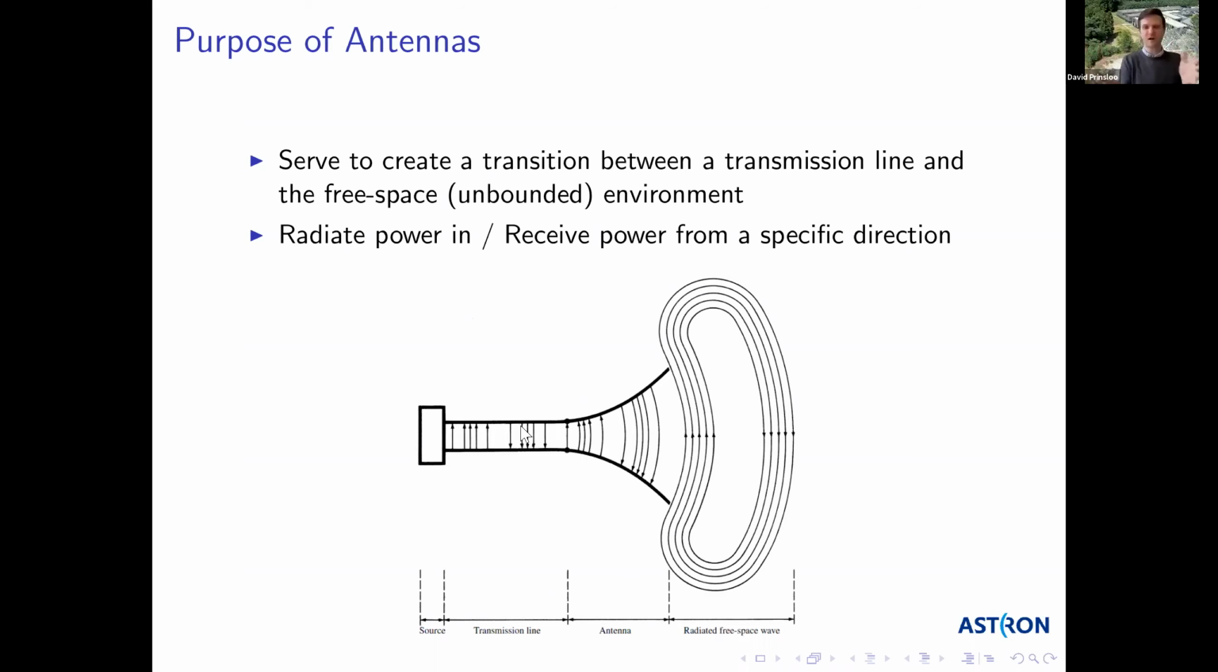It guides your wave from whichever transmission line you are currently propagating it on into free space as efficiently as possible. You also want to be able to radiate into a certain direction, but also receive from a certain direction, depending on your application. And that is, in a nutshell, what an antenna is. These are the two fundamental properties that you'll be keeping in mind when you are designing an antenna element.